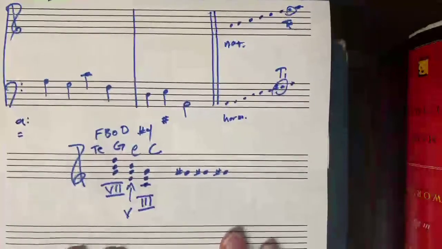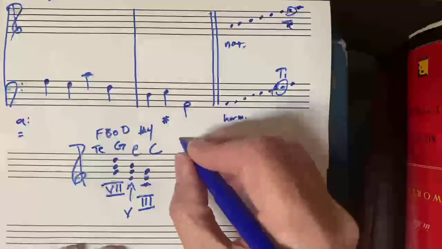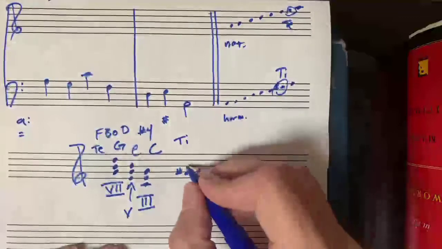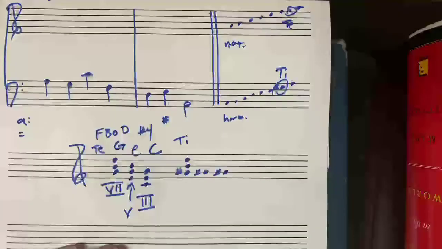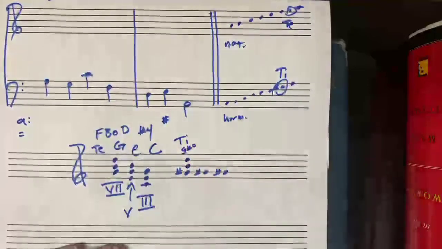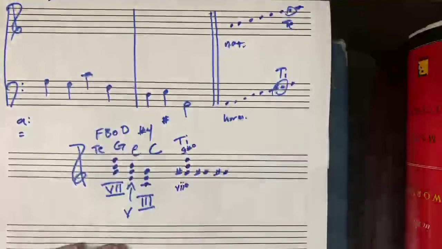If I do the exact same thing with T, which is the raised 7th scale degree from harmonic minor, G sharp, B, D. G sharp is the root of the chord. That is G sharp diminished. So this is the 7 diminished chord.